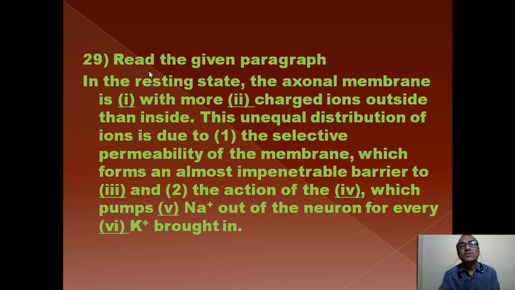And this unequal distribution of ions is due to one, the selective permeability of the membrane, which forms an almost impermeable barrier to, number 3, which ions are not allowed to enter at the resting phase, that is, the sodium ions are not allowed to enter, and the second is the action of the number 4 there, which pumps number 5 sodium ions out of the neuron for every 6. That is what you have to find out. Potassium brought in.